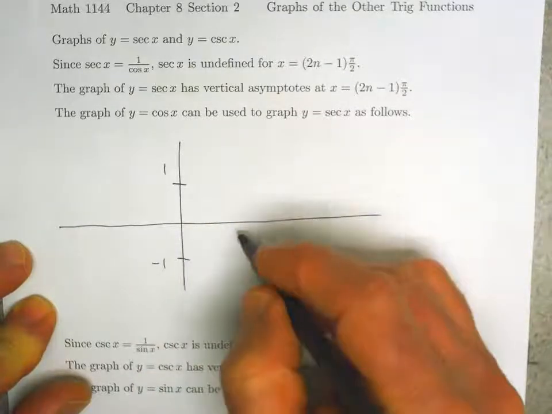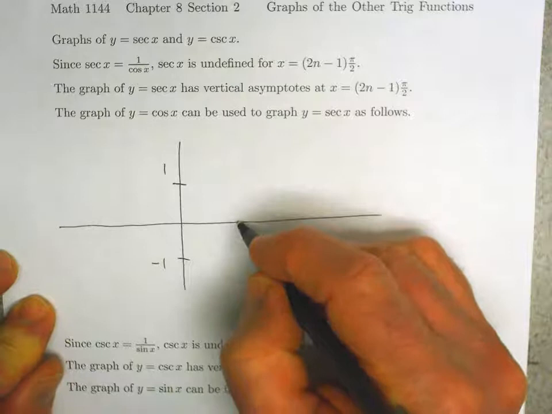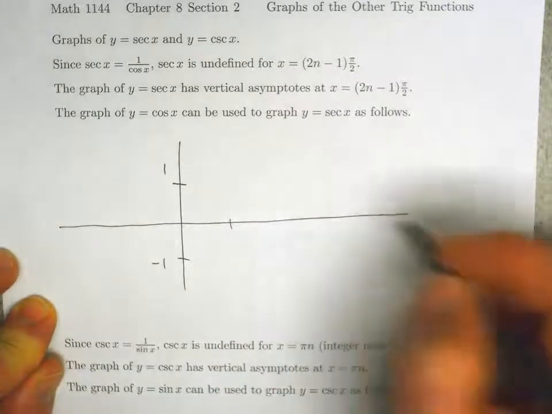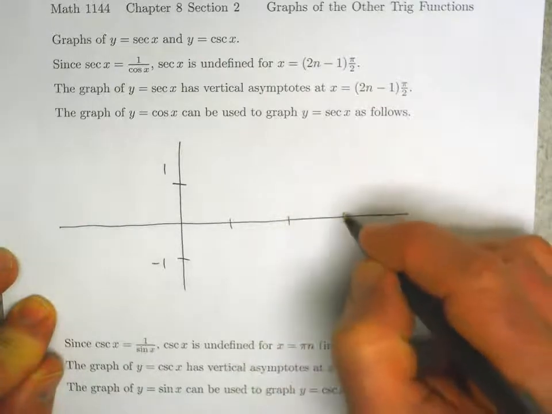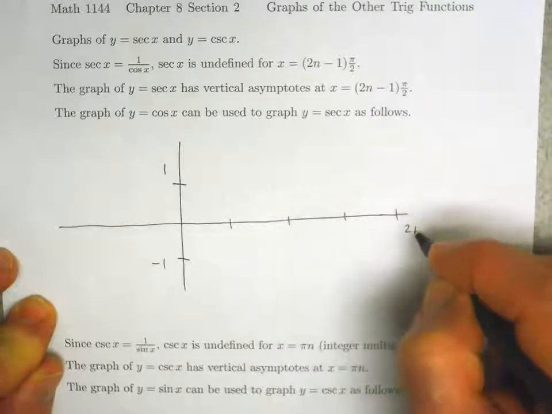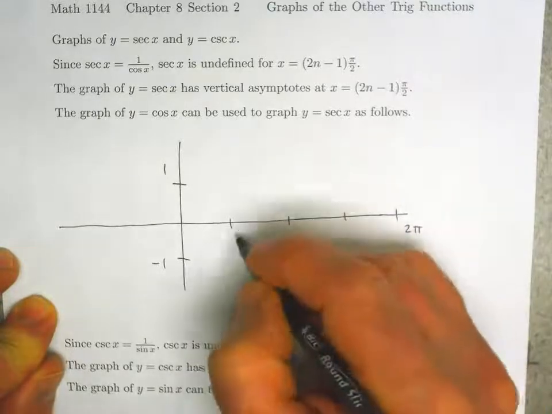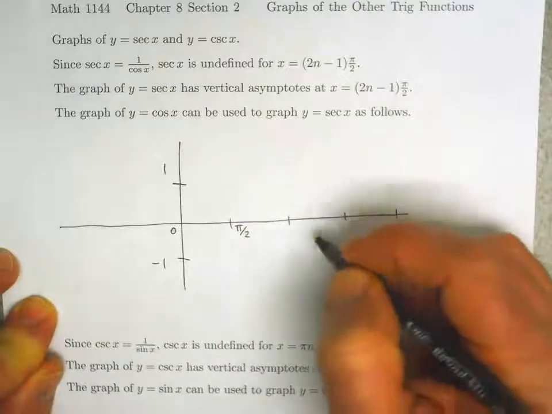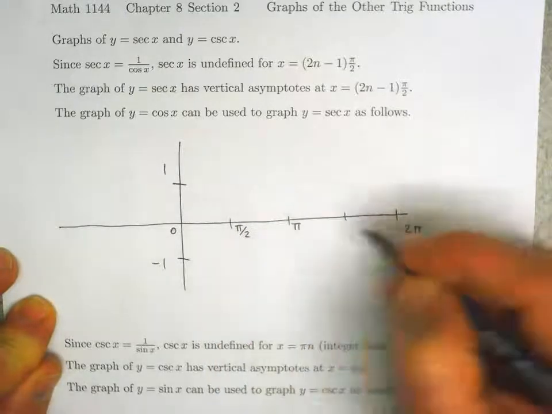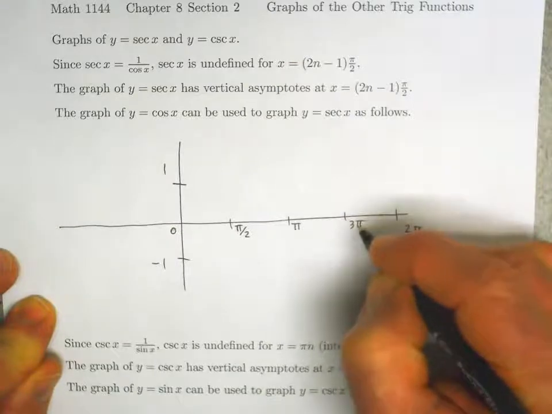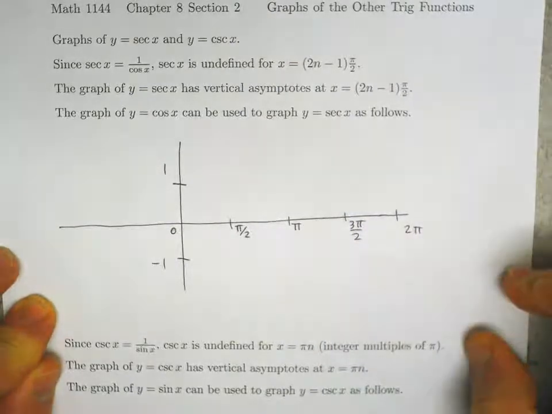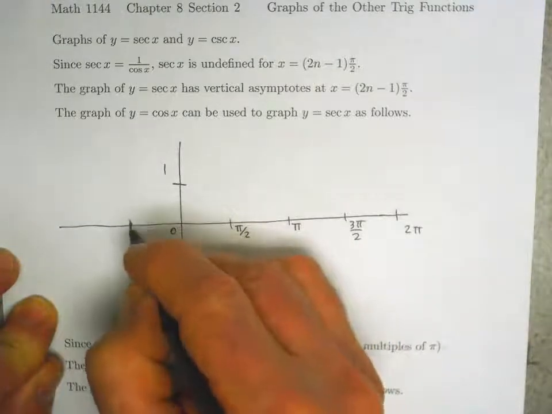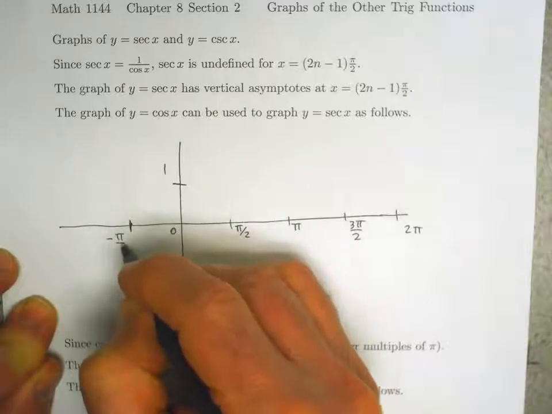So if we go between 0 and pi, and then 0 and 2 pi, and subdivide the interval into 4 equal parts. So we go from 0 to pi over 2, to pi, to 3 pi over 2, to 2 pi, and we'll extend to the left to negative pi over 2 also.